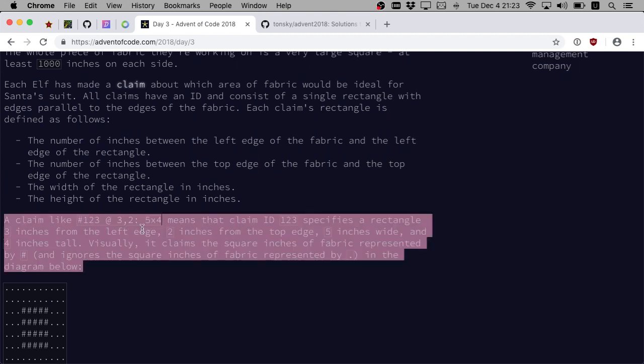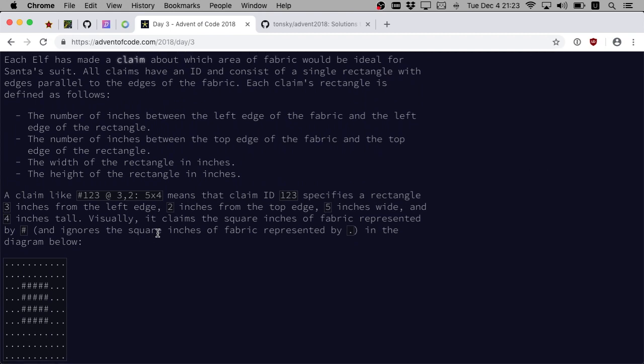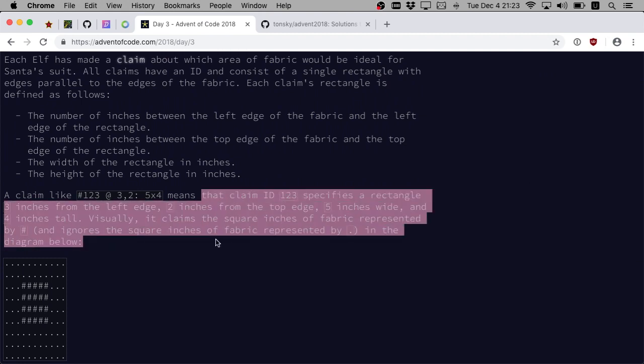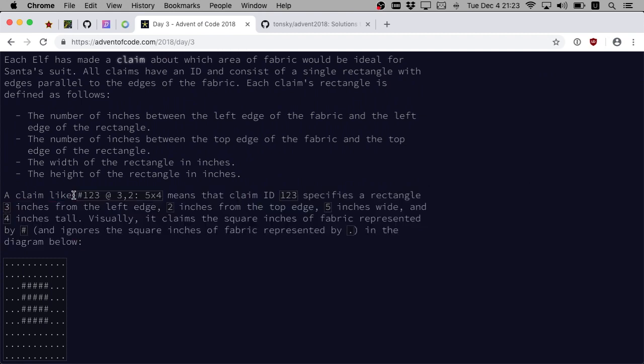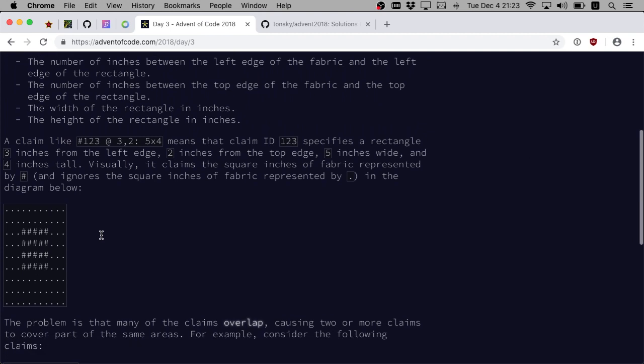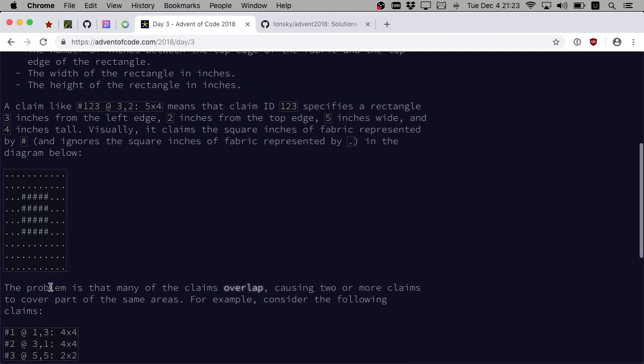Like this means the claim ID is 123, and it specifies the rectangle 3 inches from the left, 2 inches from the top, 5 inches wide and 4 inches tall. Visually, it claims the square inches of fabric represented by hashtag and ignores the square inches of fabric represented by dot in the diagram below. Okay, yeah, that makes sense.